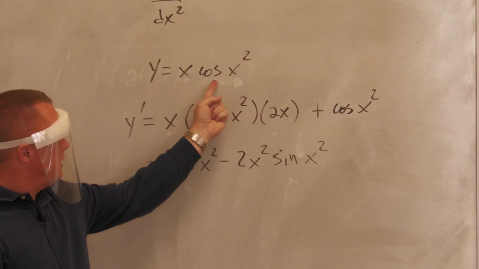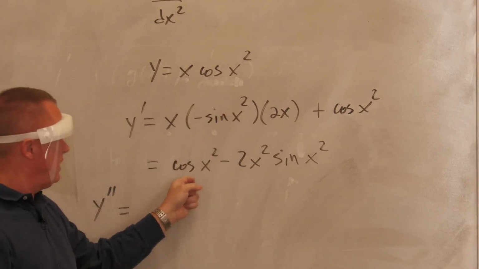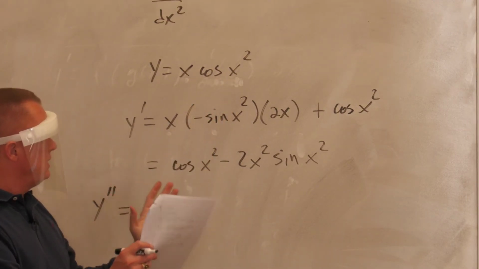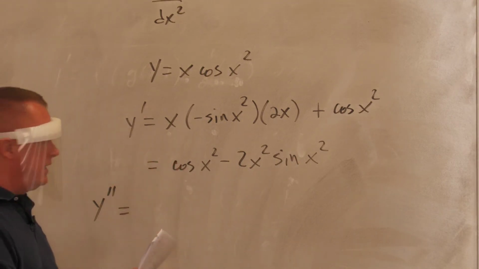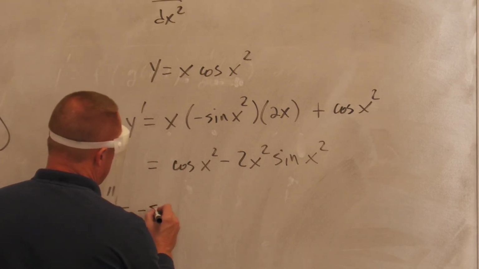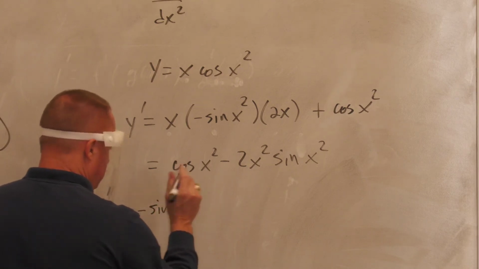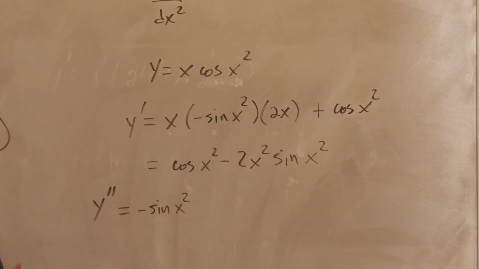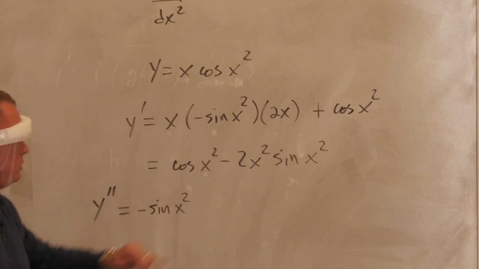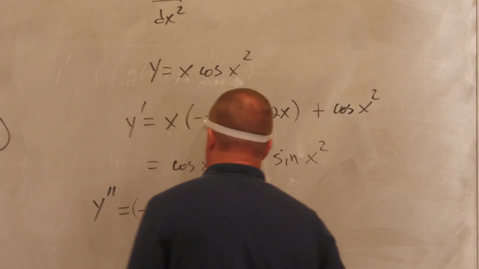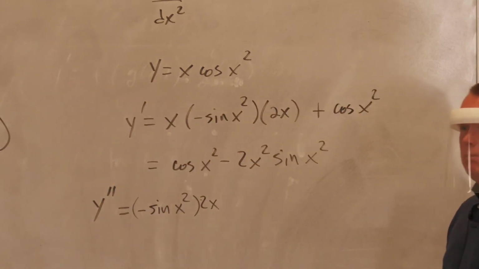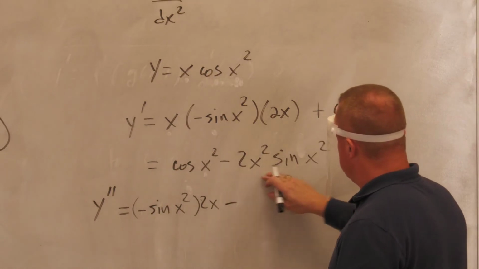Again, we have this cosine x squared, right? So the derivative of that, the outside function is cosine, inside is x squared. So derivative of cosine is negative sine, and that'll be x squared, leave what's on the inside, times the derivative of the inside, derivative of x squared is 2x. So that times 2x, okay, minus the derivative of this.